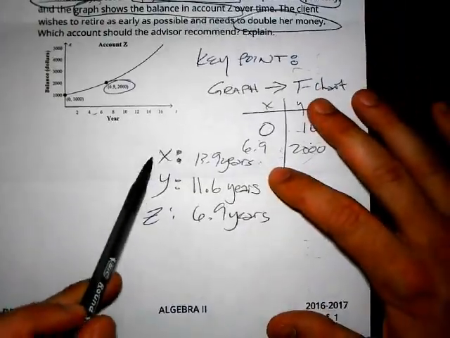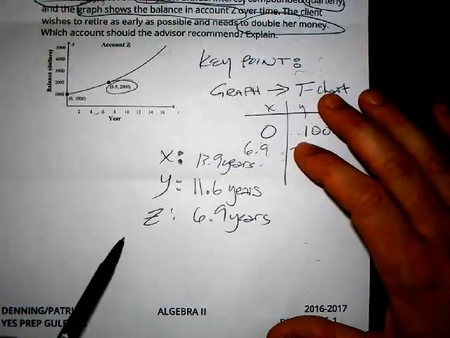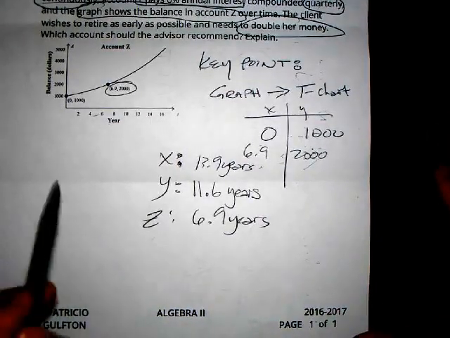And so now we're all good. We got 13.9, 11.6, and 6.9. With all of this information, Casey, what would you recommend for your client? Which type of account?